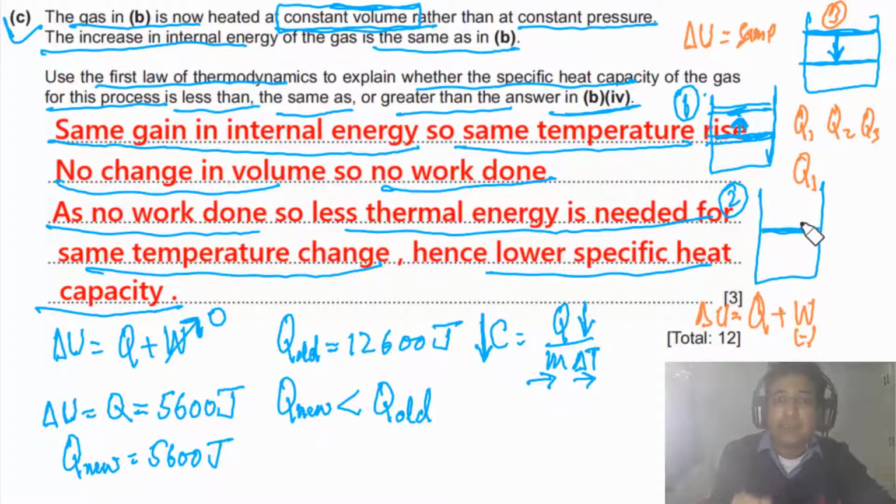How about the second one? The second one has to be this one. So we can write down the second case. If W is equal to 0, it means delta U is equal to Q. So this one has to be the second one. And this is the third one because if W is positive, this is also positive. So for the same rise in internal energy, Q has to be lower. So in this case Q1 has to be greater than Q2 and Q2 has to be greater than Q3.